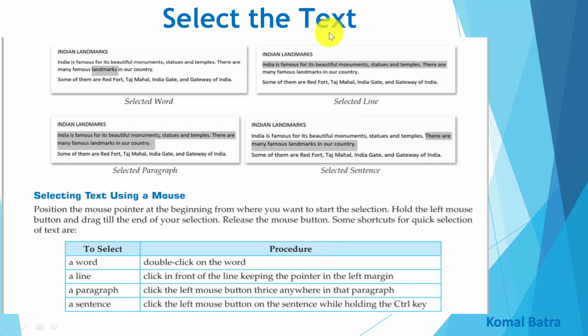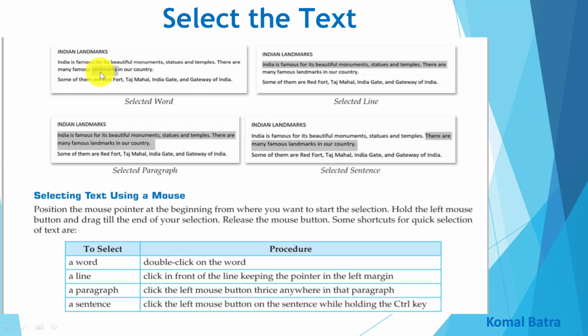Now select the text. How to select the text? If you want to select a single word, or a complete line, or a complete paragraph, or a sentence within a paragraph, how do you do it?